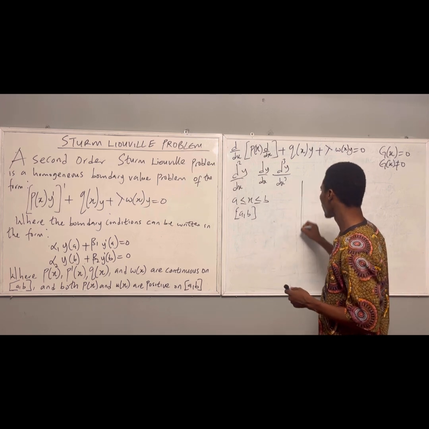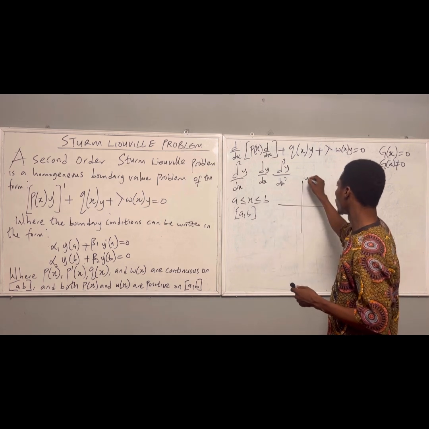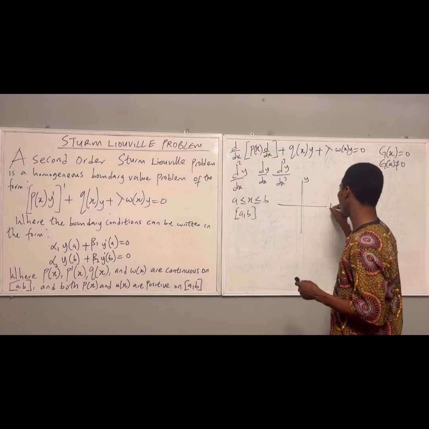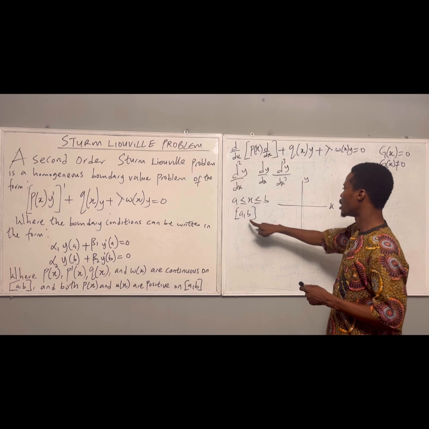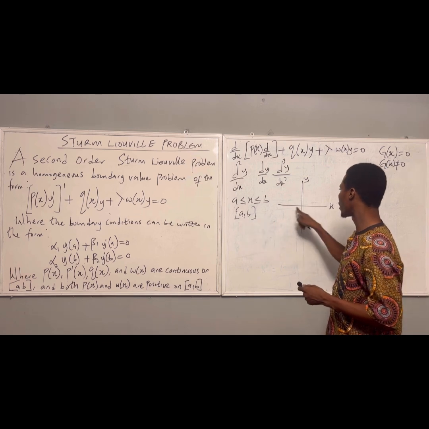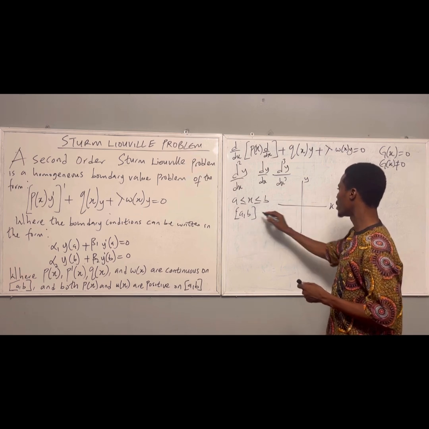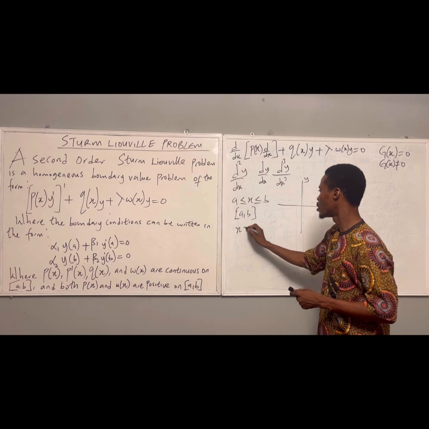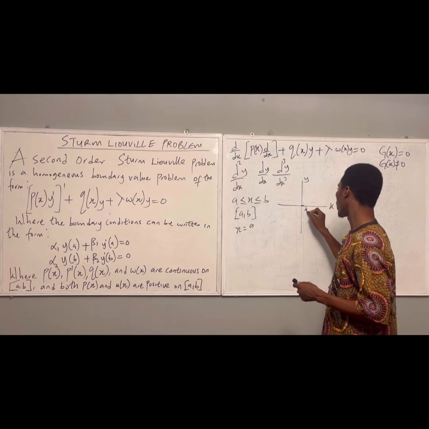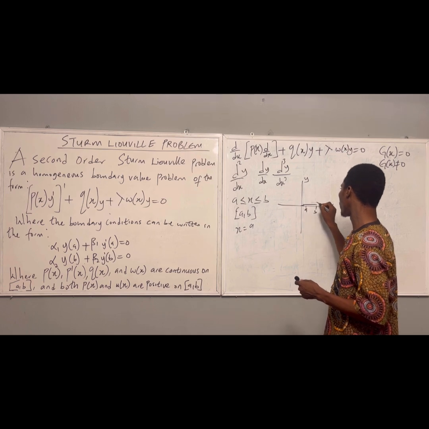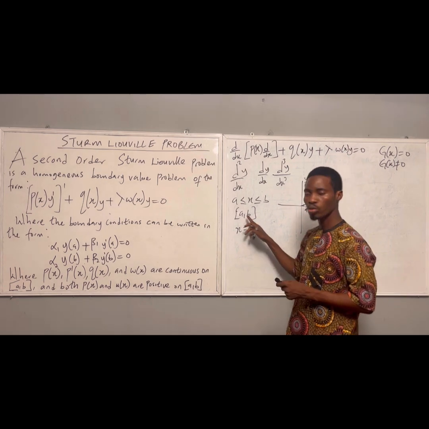If I have x, this is the y axis, and this is the s axis. So it means if s is equal to a here, then b is b here, it will be a and b. So it is from a to b.